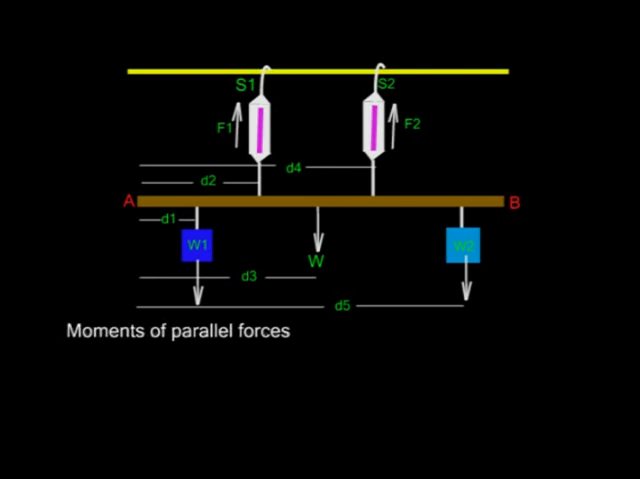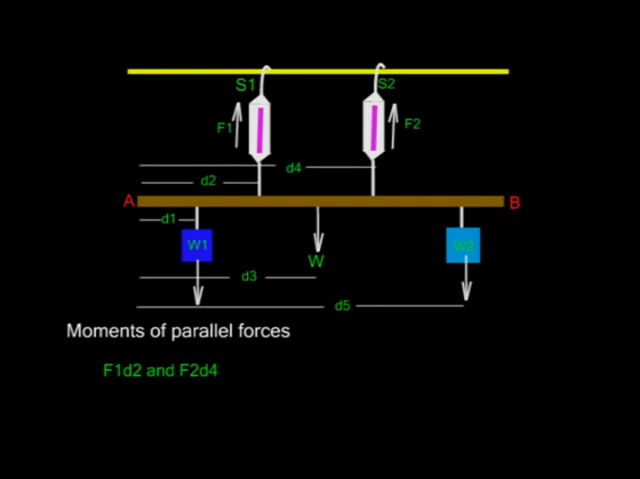Now to the moments of parallel forces. In this illustration that we just looked at, the moments of F1 and F2 about the point A, which we selected as the reference point, are F1 times D2 and F2 times D4 respectively. Please make sure you notice that. Forces F1 and F2 produce anti-clockwise moments about point A, and their sum is F1 times D2, that is the moment of force 1, plus F2 times D4, that is the moment of force 2.